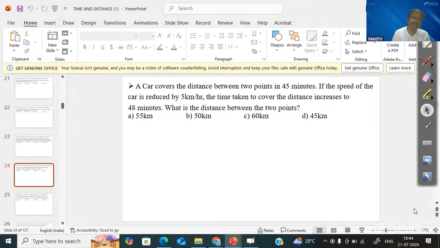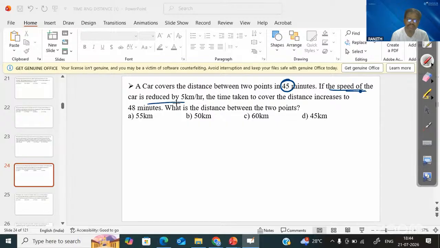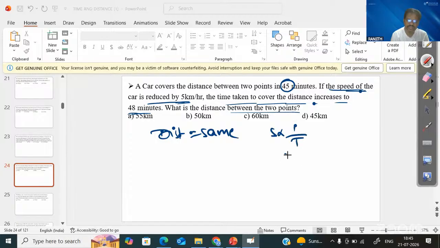A car covers a distance between 2 points in 45 minutes. If the speed of the car is reduced by 5 kilometers per hour, then the time taken to cover the distance increases to 48 minutes. What is the distance between the 2 points? So here distance is same. If distance is same, speed is inversely proportional to time.